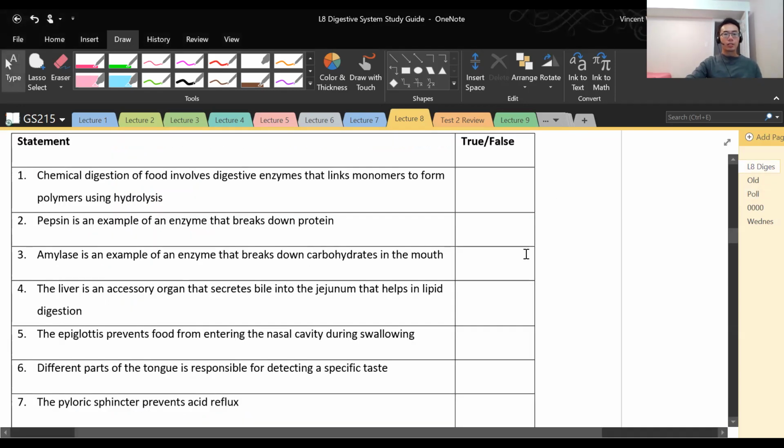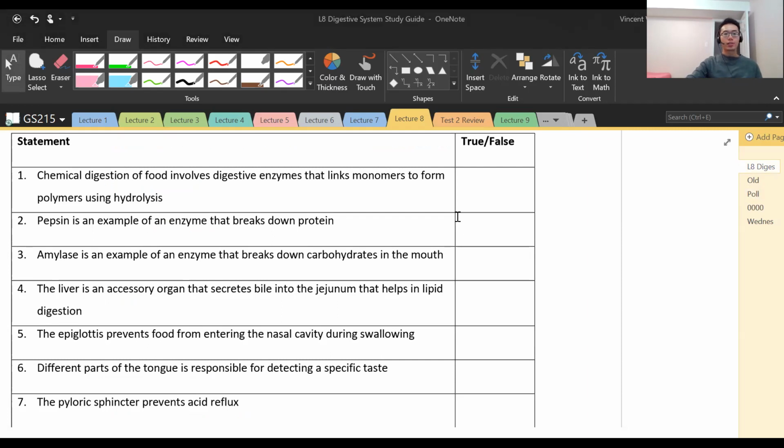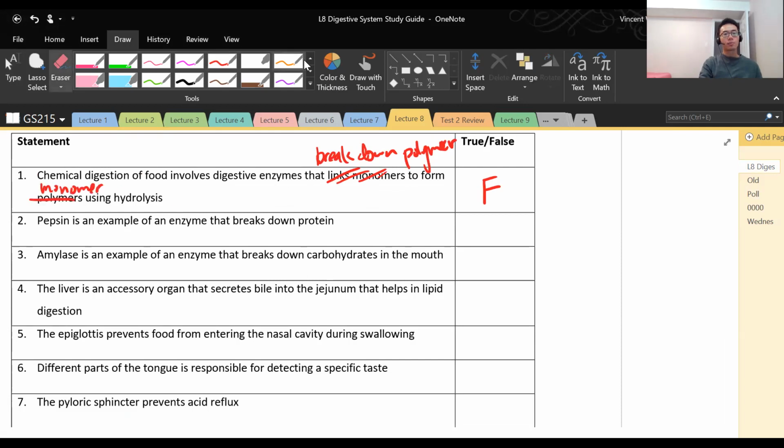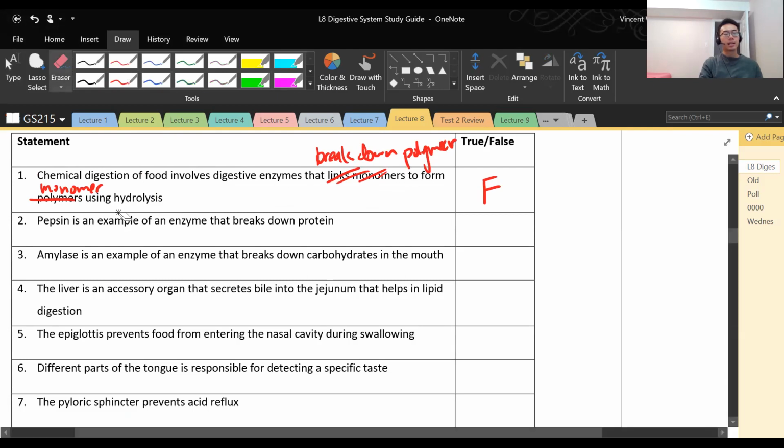Okay. True or false? Let's do this. First one, chemical digestion of food involves digestive enzymes that link monomers to form polymers using hydrolysis. This is not true. Okay. When we do chemical digestion, it's the other way around. Okay, we're gonna break down, right? Break down polymers into monomers.